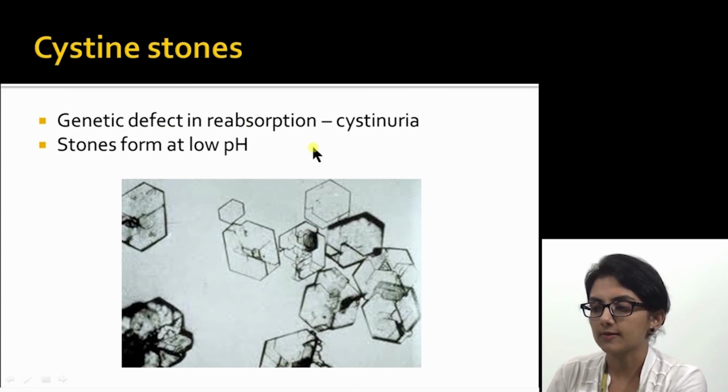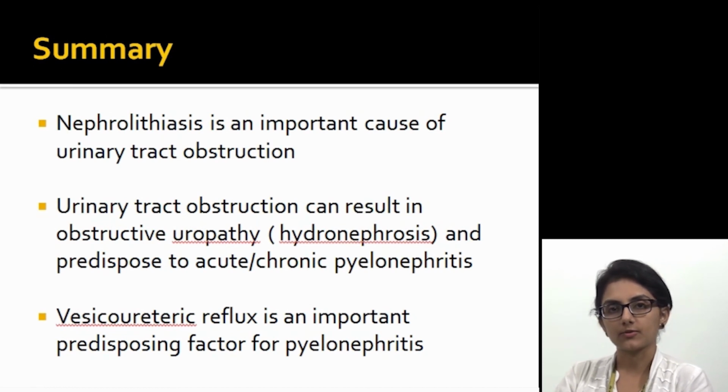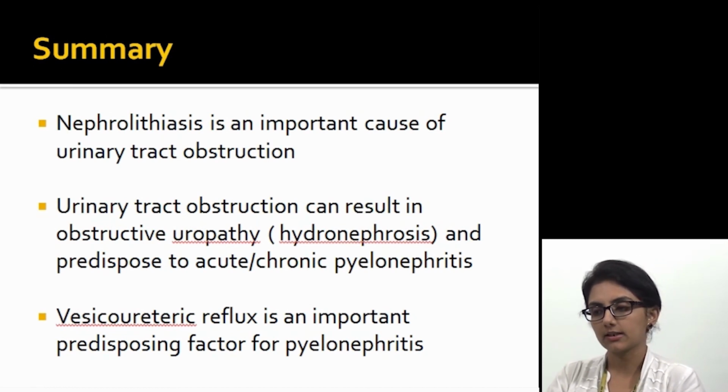They tend to occur in patients who have a genetic defect in reabsorption of cystine and therefore show cystinuria. These stones also form at a lower or acidic pH, and they classically look hexagonal, as we can see in this picture. So to summarize, nephrolithiasis is an important cause of urinary tract obstruction, and we've seen that in detail.